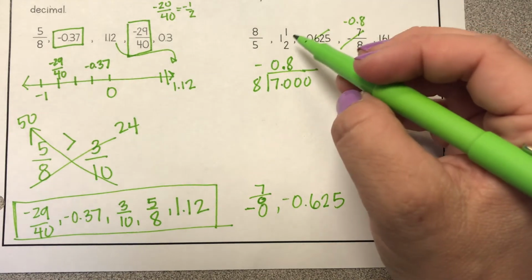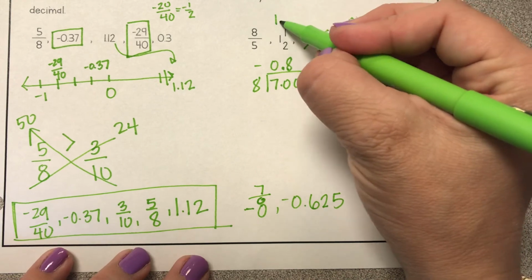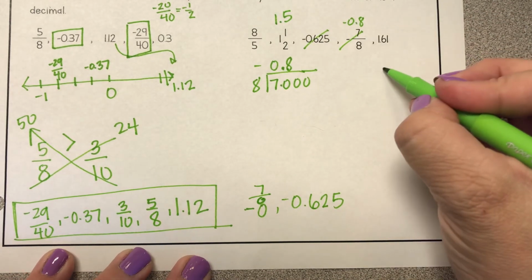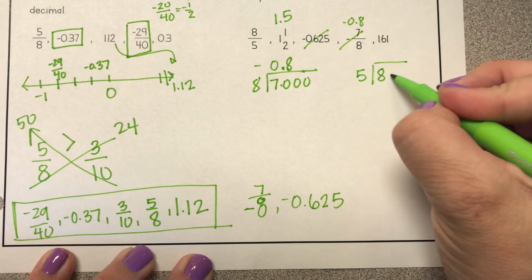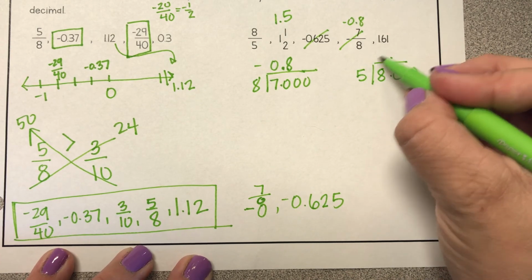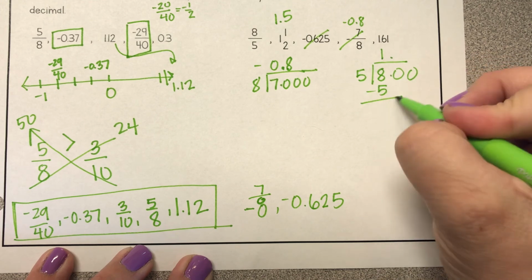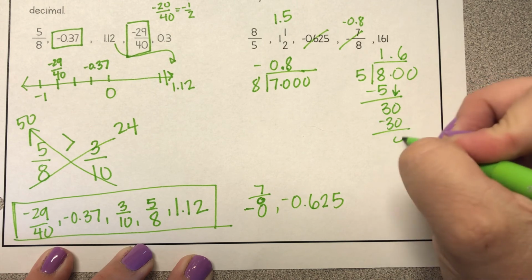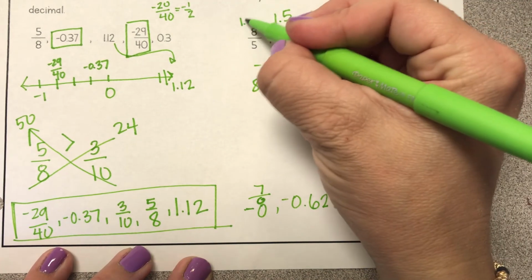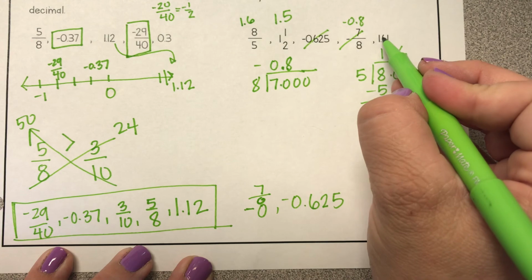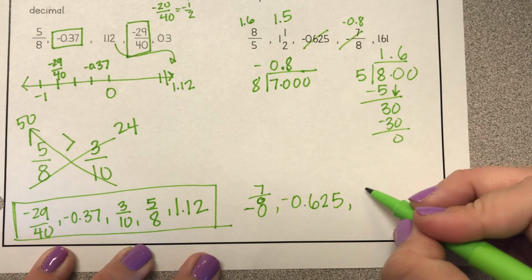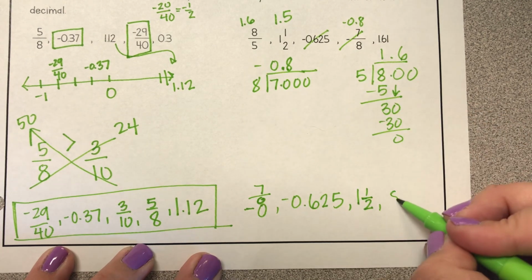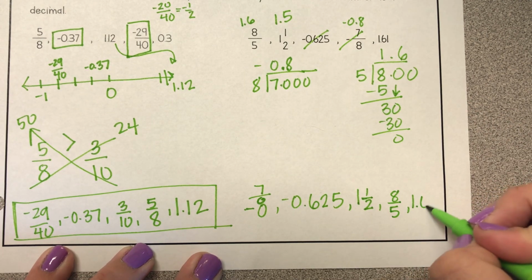So now I have 1.5, 1.61, and 8 over 5. So let's do 8 divided by 5. 5 goes into 8 one time, that's 5. It goes into 30 6 times with nothing left over. So this is 1.6, 1.5, and 1.61. So 1 1/2 would come next, and then 1.6, and then 1.61.